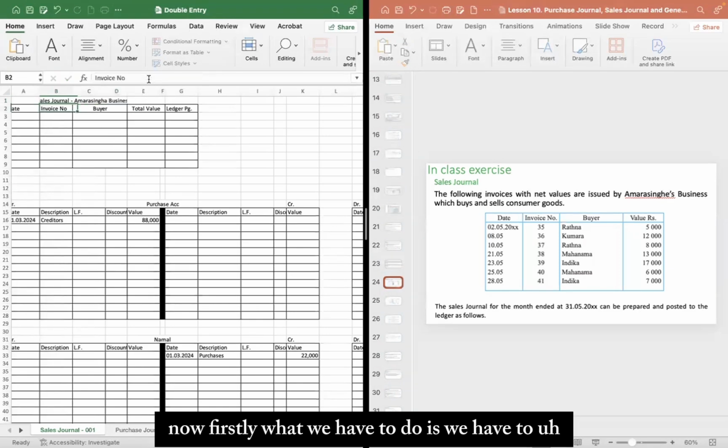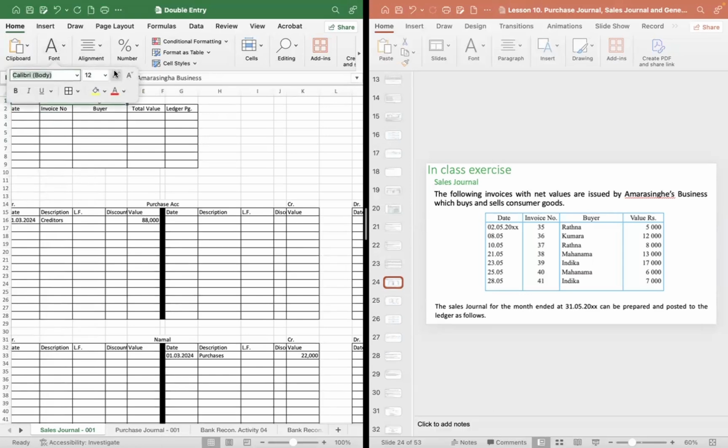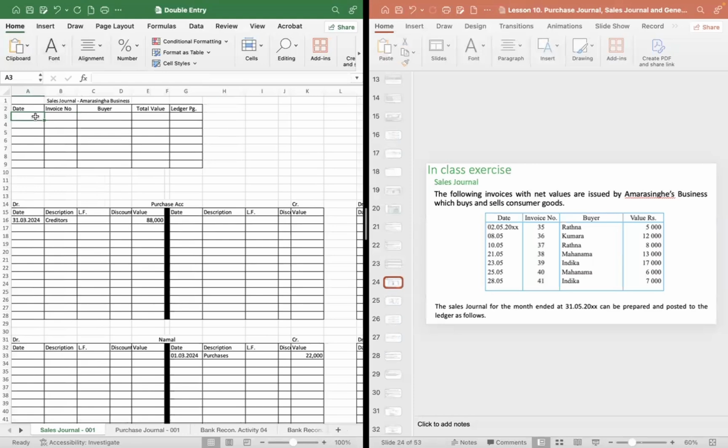Now, firstly, what we have to do is record these things in the sales journal. The first thing we have to do is record the sales journal. Only after that do we post these to the respective ledger accounts. Okay. Now, date 2nd May 2024.